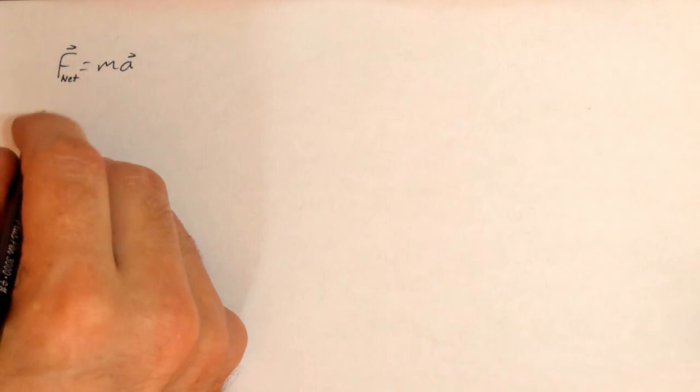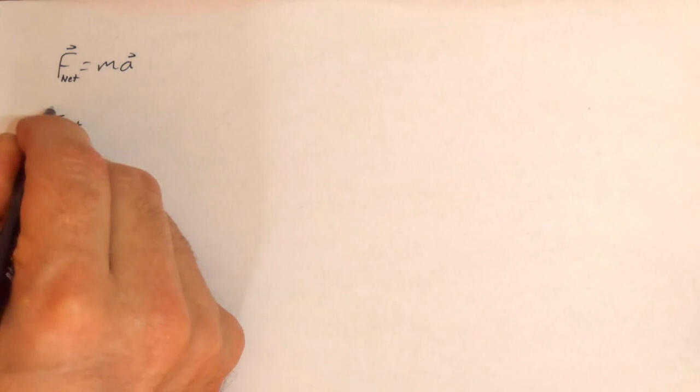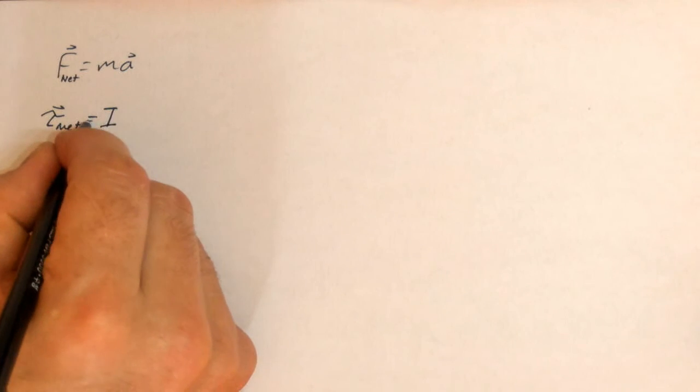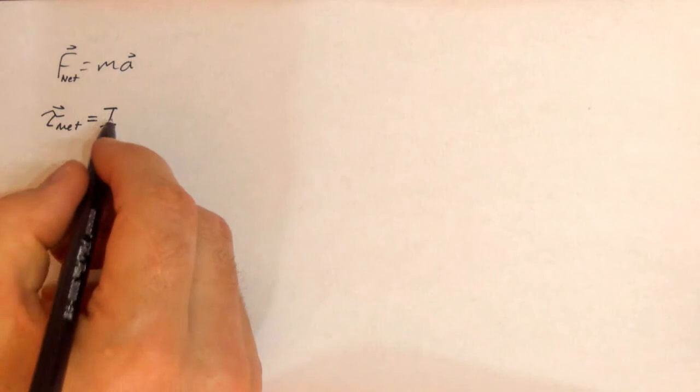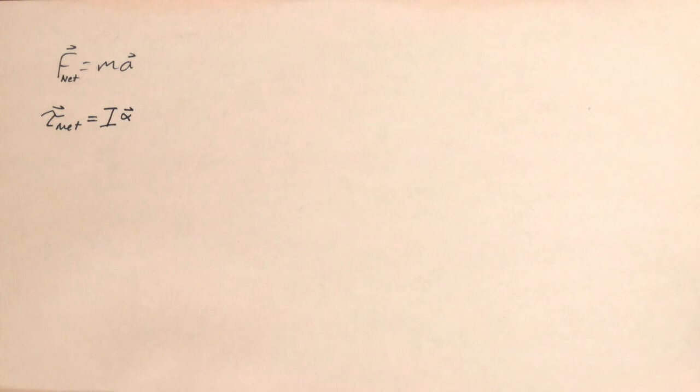And now we have the rotational equivalent, which is the net torques, also a vector, acting on an object with extended mass, which we represent with a moment of inertia, and it will rotate with an angular acceleration alpha. Okay. Now, with these two laws, there is a huge set of problems that's called statics, meaning nothing's moving.